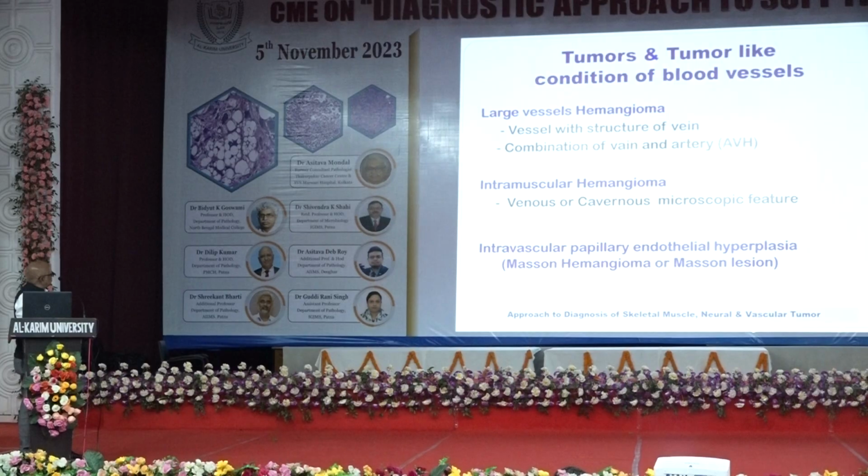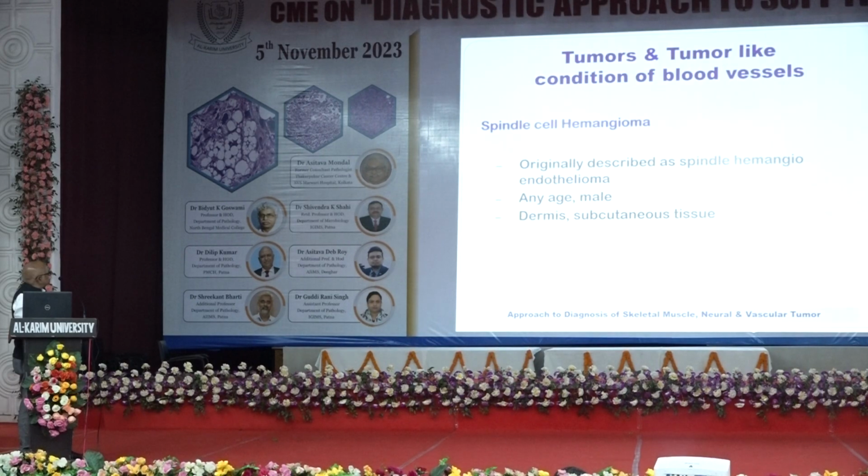Among the other subtypes, large vessel hemangioma has vessels with the structure of vein, and a combination of both vein and artery is arteriovenous hemangioma. Intramuscular hemangioma, we report due to the location, and one entity is intravascular papillary endothelial hyperplasia, that is Masson lesion.